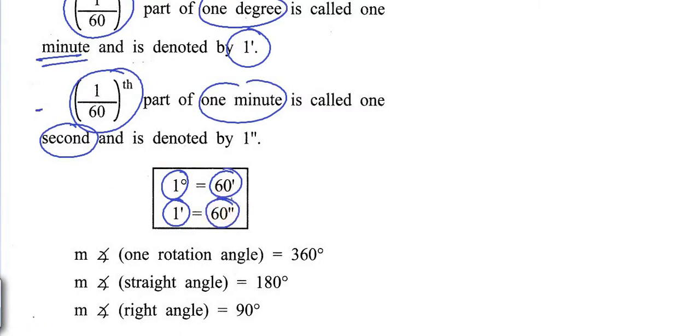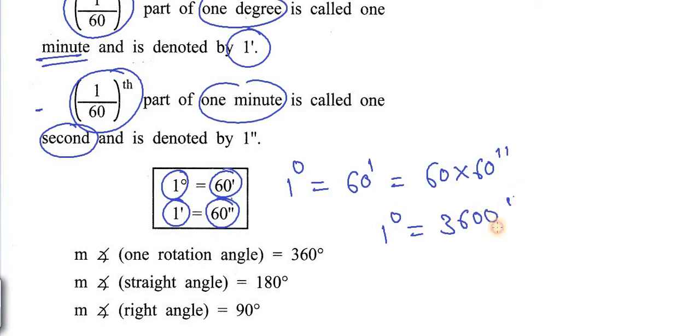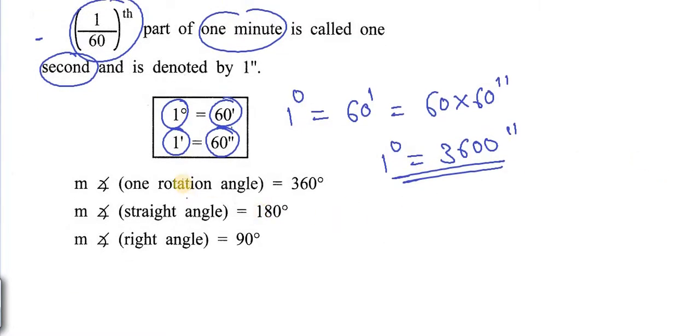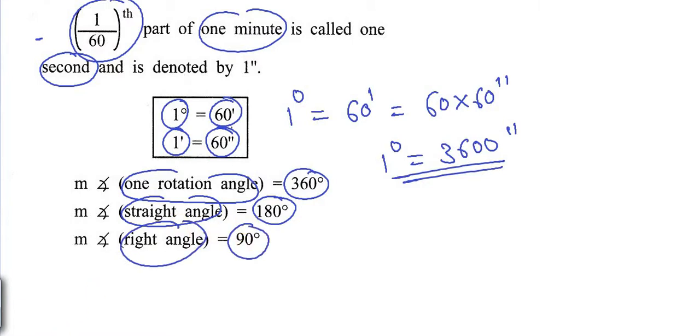So in 1 degree, how many seconds are there? In 1 degree there are 60 minutes and 1 minute corresponds to 60 seconds. So we can say that in 1 degree there are 3600 seconds. This forms the complete sexagesimal system of units. Now according to this system, one rotation angle is equal to 360 degree, straight angle is equal to 180 degree, and right angle is equal to 90 degree.